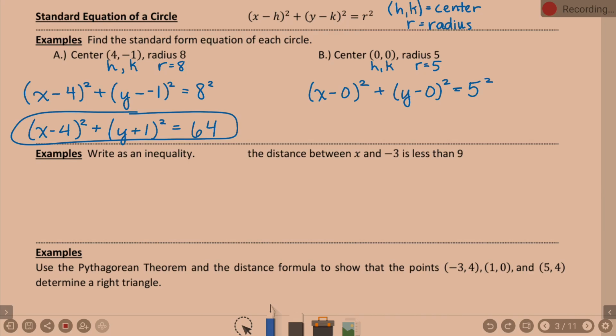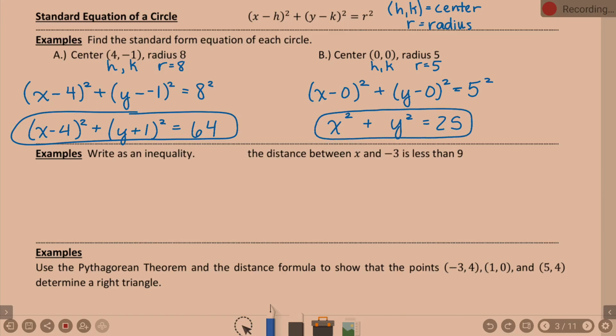Now, what does this look like cleaned up? X squared plus y squared equals 25, because what is x minus 0? You take away 0, you're at x, so you don't need to write that. So x squared plus y squared equals 25.